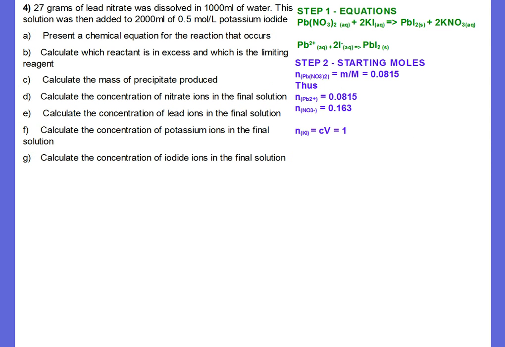By the same thing, we can figure out the moles of potassium iodide, which is just concentration times volume, or 2 times 0.5 gives me 1 mole of potassium iodide.